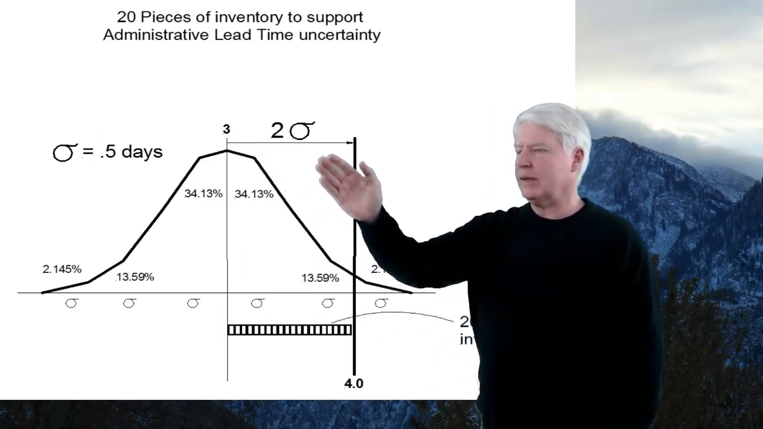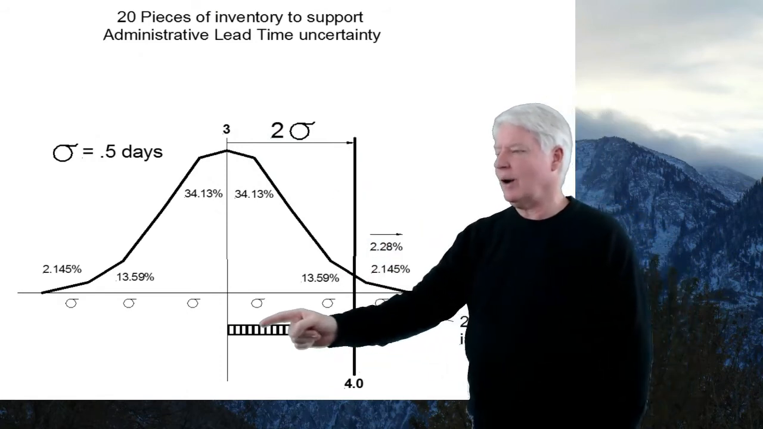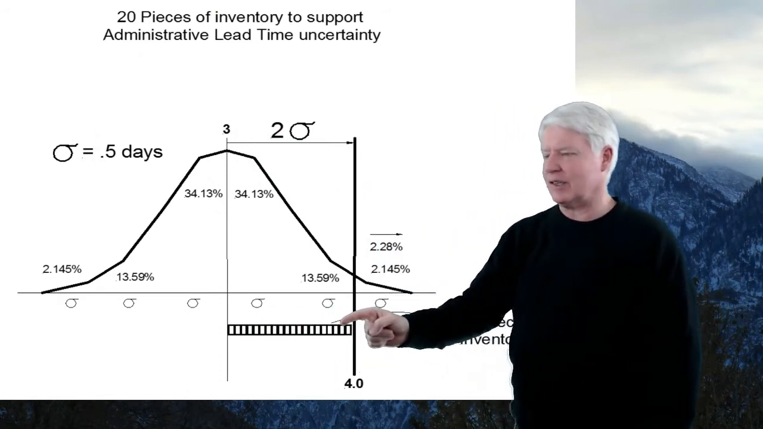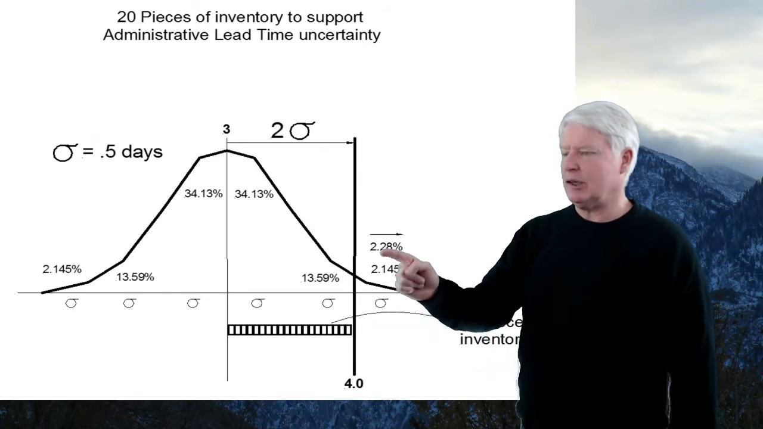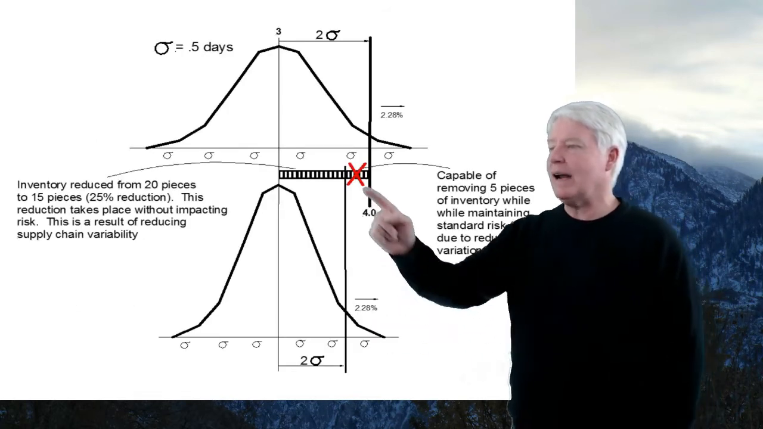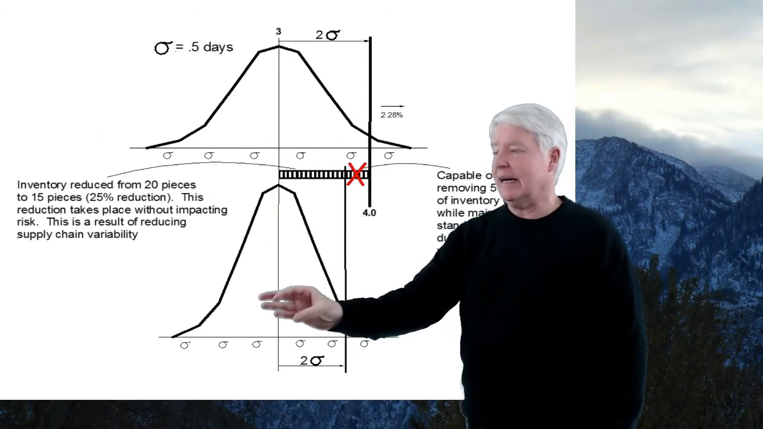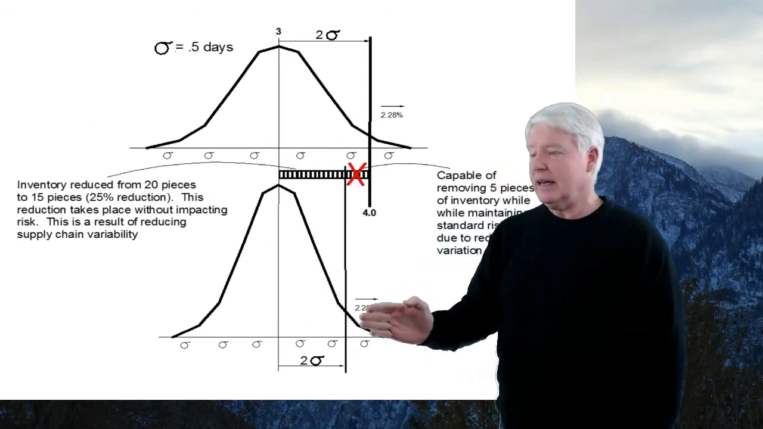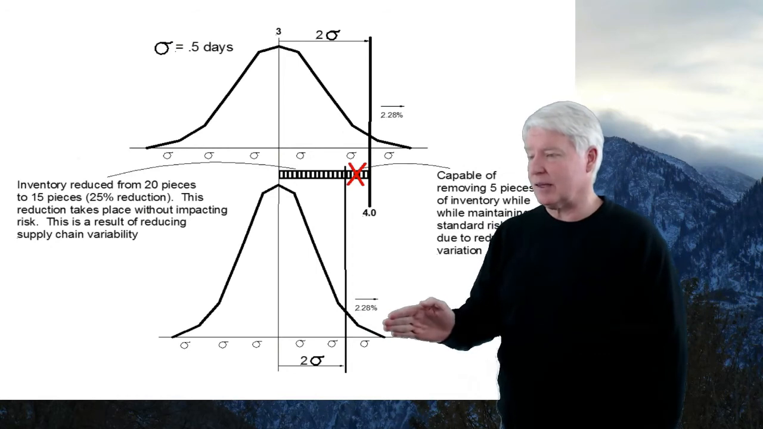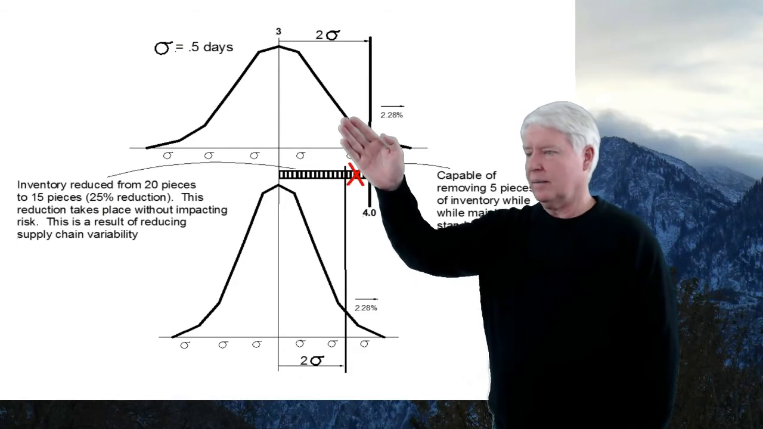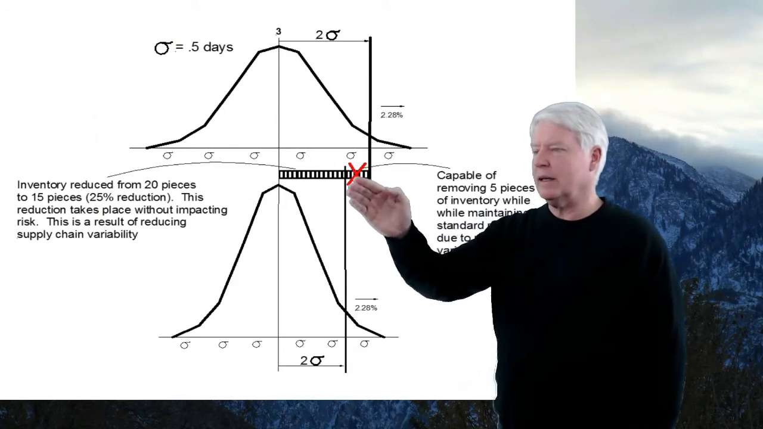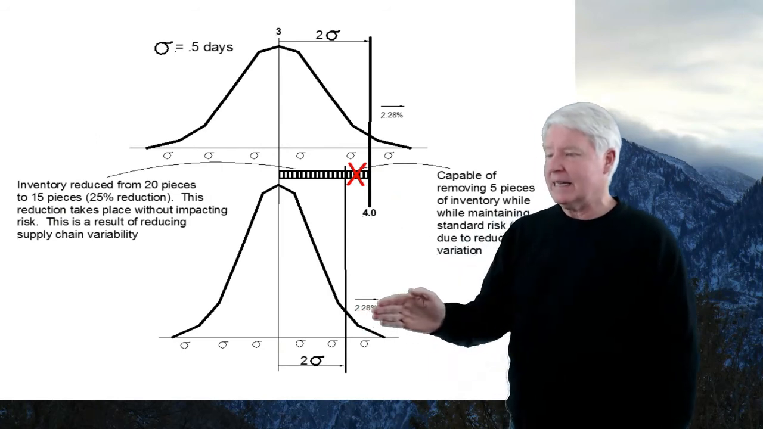And we go out 2 sigma, and there were 20 pieces. So I actually drew 20 pieces in here to scale, so you could see, learn what I'm about to teach you. So that's 20 pieces of inventory to get my 2.28% risk. But what if I reduce variability in time through the administrative process? Now 2.28%, since sigma is smaller, is over here, and you draw it up there. This was the current best practice before you reduce variability. I can get rid of that inventory while maintaining the same risk.